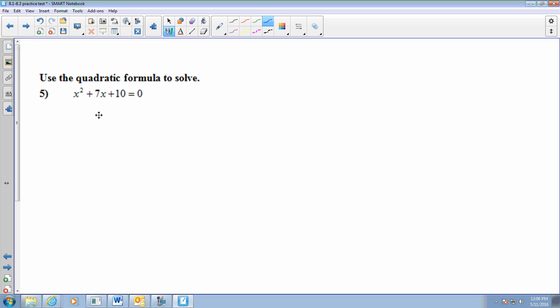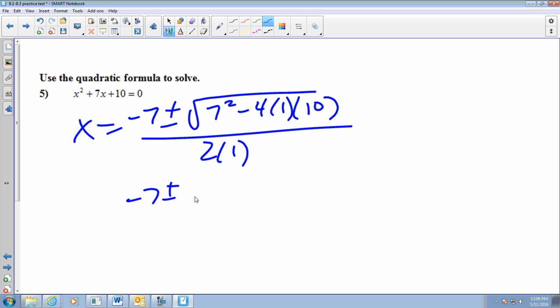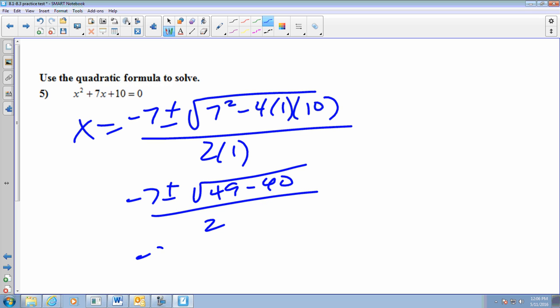Number 5, and this one we're using the quadratic formula, so I'm going to go x equals negative 7 plus or minus the square root of 7 squared minus 4 times 1 times c, which is 10, all over 2 times 1. Doing the simplifying here, I get 49 minus 40 all over 2. And I know that 49 minus 40 is 9. Square root of 9 is 3. And everything's an integer, so I can split it. Negative 7 plus 3 is negative 4 divided by 2 is negative 2. Negative 7 minus 3 is negative 10. Negative 10 divided by 2 is negative 5. Those are your two solutions.